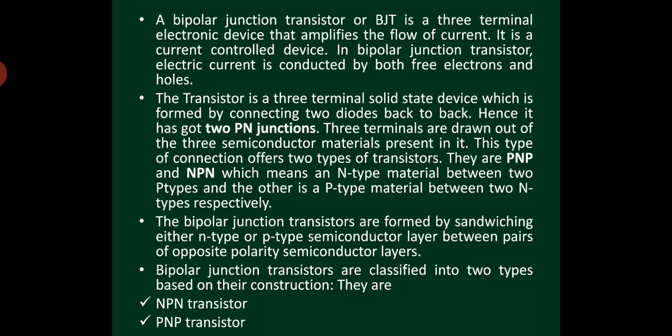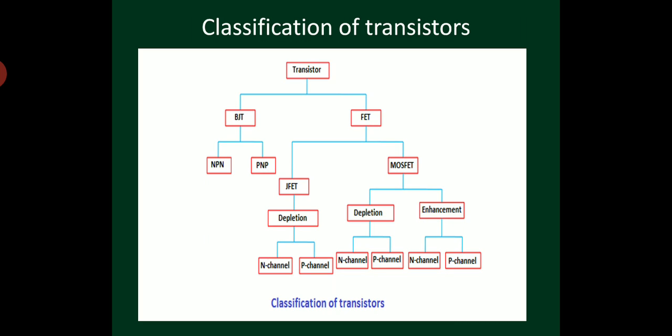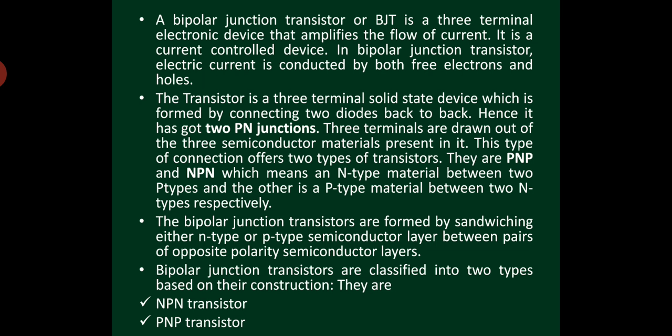And now, what is a BJT? My main classification is BJT and FET. Of course, UJT is also there, and I am not covering that topic in this unit. Okay, so what is BJT? As the name indicates, BJT means bipolar junction transistor. So why the name bipolar?